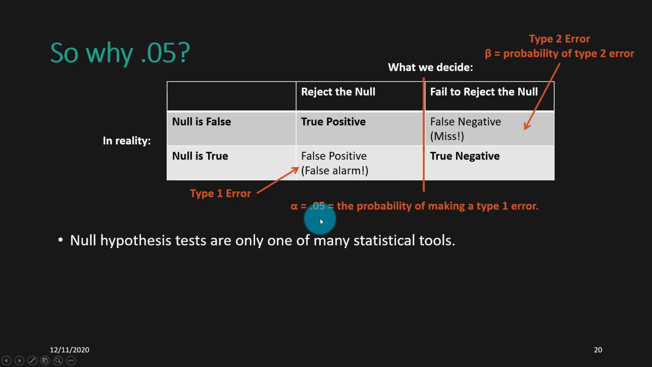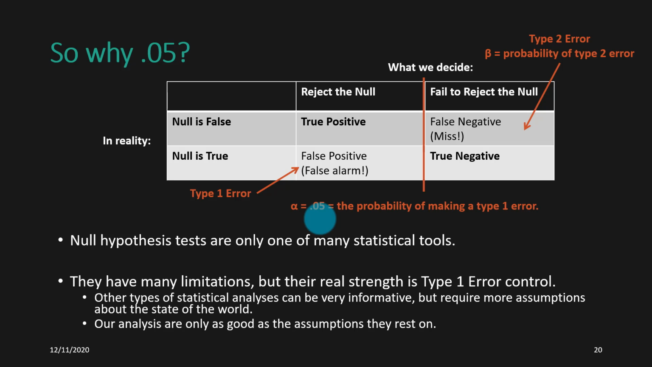So the null hypothesis test, again, is only one of many statistical tools, right? But it's very useful, right? And its particular strength is control of these type 1 errors. Because we don't have to really know an awful lot about the state of the world or make a lot of other assumptions in order to set alpha at 0.05 and say, okay, assuming that we have this null hypothesis, this is our null distribution, we're going to separate the extreme 5% from the middle 95%, and we can control the type 1 error rate.